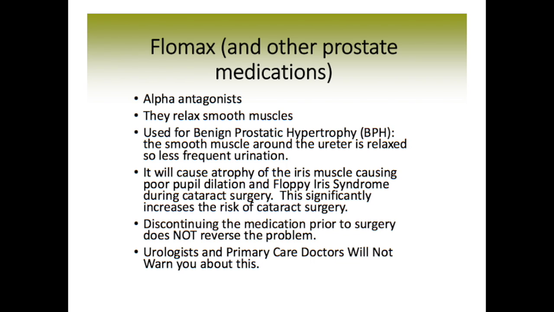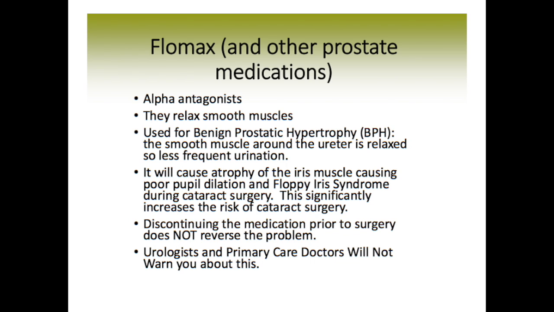And what alpha antagonists do is cause atrophy of the iris muscle, the colored part of the eye, inside the eye, and the opening in the iris muscle we know is the pupil. So it causes poor pupil dilation and something called floppy iris syndrome during cataract surgery. And this significantly increases the risk of cataract surgery. When you look at someone who's been on Flomax for a while, and remember, usually when you go on this, you stay on it.